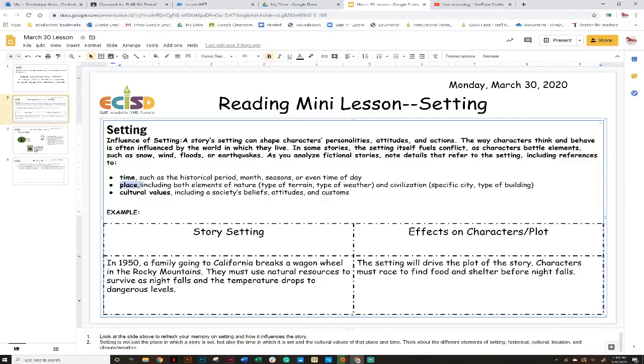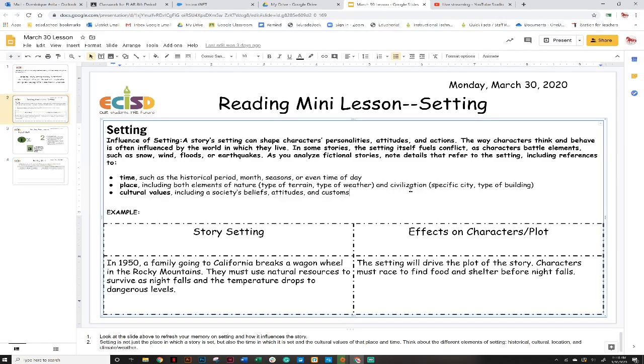Place. It was farming. It was rural cities. It wasn't like New York City or LA. Cultural values. There were tenant farmers. So they believed everyone must work on the farm. They believed that their family's been there for generations. They have their farming mindset.